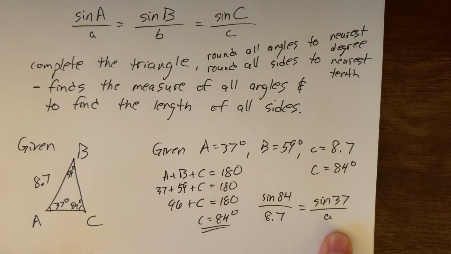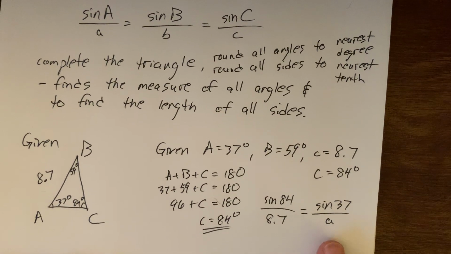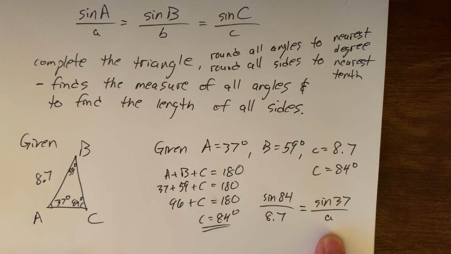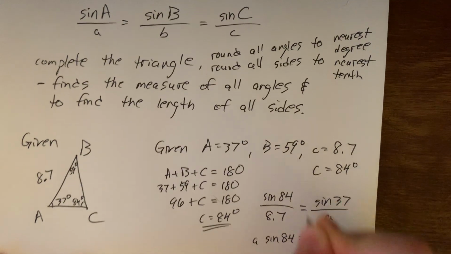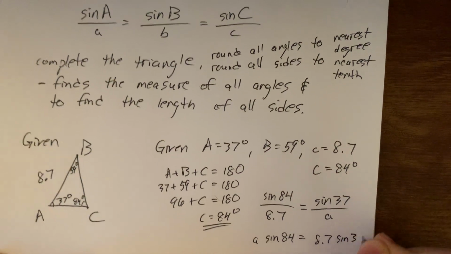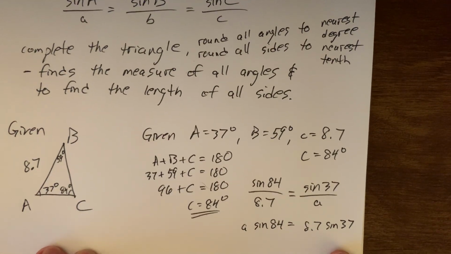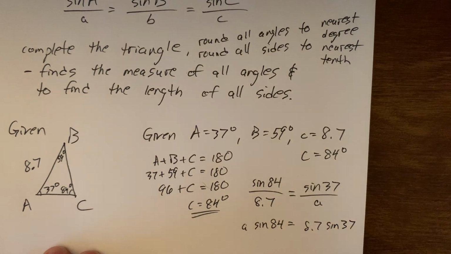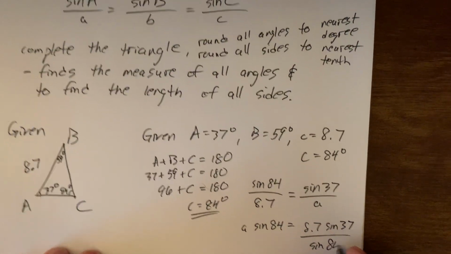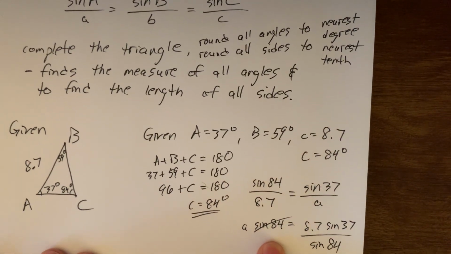And this is what I was saying a moment ago, everybody. We'll always get a proportion, and we can only solve for one piece of that proportion. So in this scenario, I could solve for A. I'll cross multiply. I'll get A times sine of 84 equals 8.7 times sine of 37. I'd strongly recommend saving your calculator for the end, everybody. So right now, I'm not going to do any arithmetic on my calculator yet. I'm going to finish solving for A. That's A times sine of 84. I'll divide the sine of 84 over.